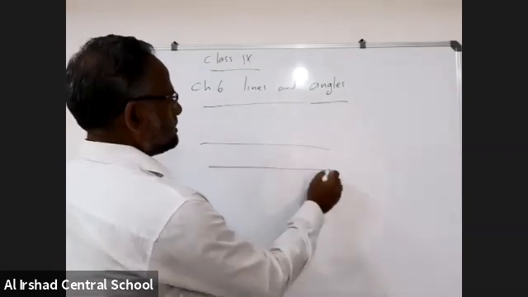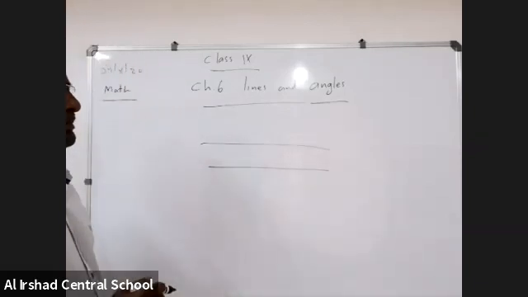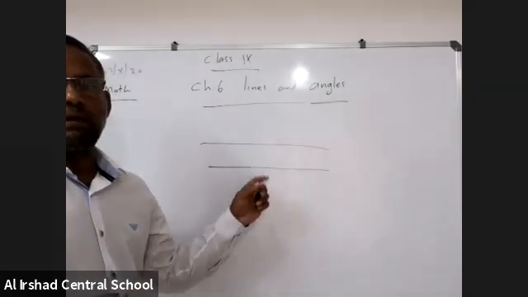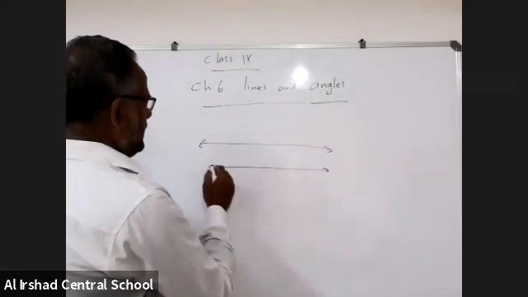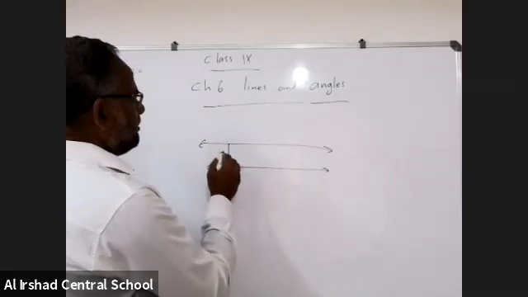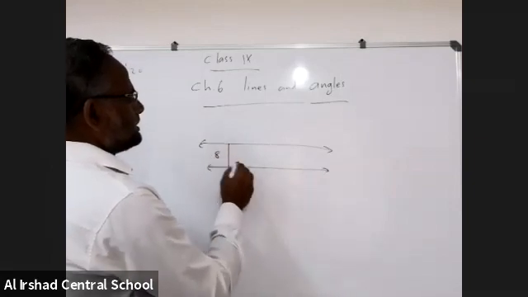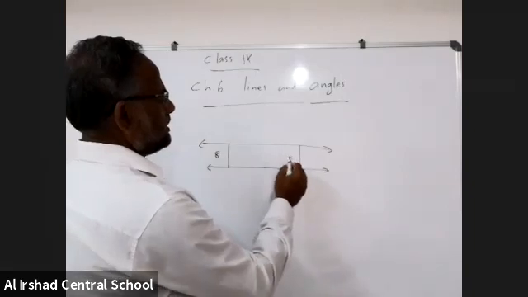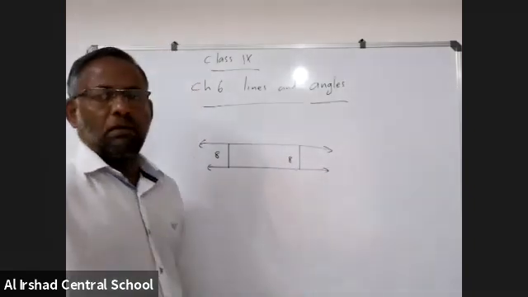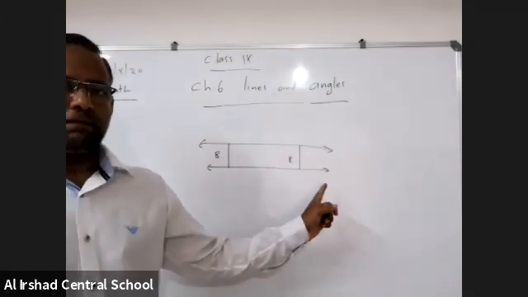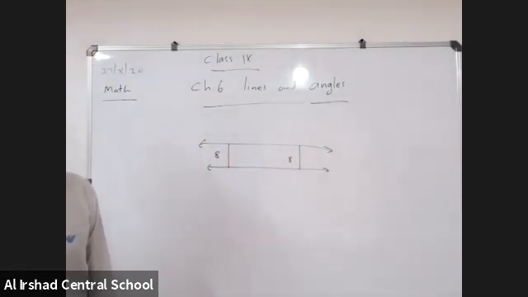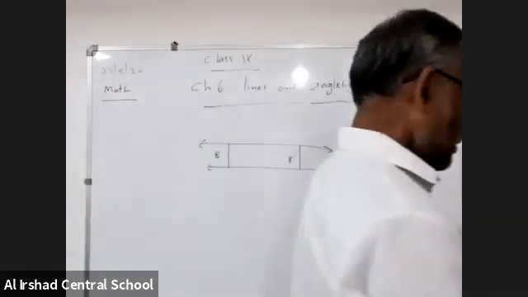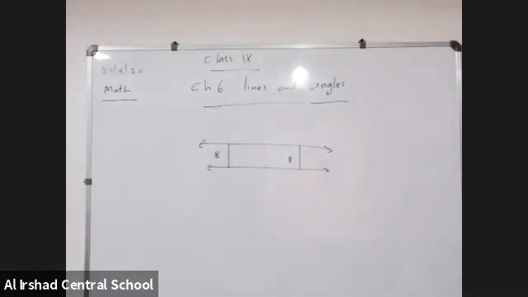Suppose two lines. So two lines are parallel, right? Two lines are parallel means the distance will be the same. Suppose this is 8 centimeter, here will be 8 centimeter, 8 centimeter. Two parallel lines. Now, what is another condition for two lines?